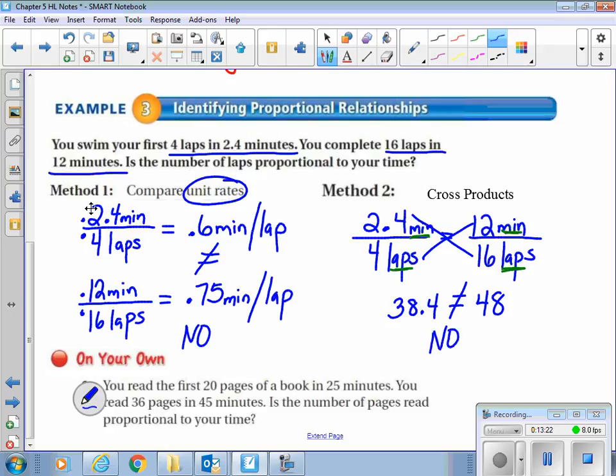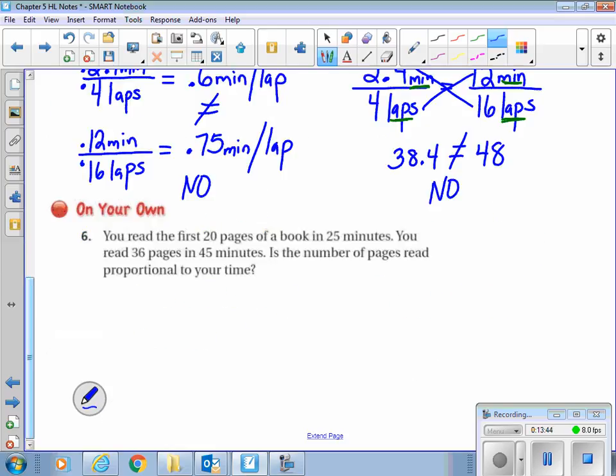So it's just 2 other ways of doing it. Unit rates, having a denominator of 1, minutes per 1 lap, or finding your cross products just like we did in the other examples. So see if you can set up and solve the on your own problem, and try it both ways. Find your unit rate and also do your cross products. Do both methods, please. Then come back and check your answer when you're done.